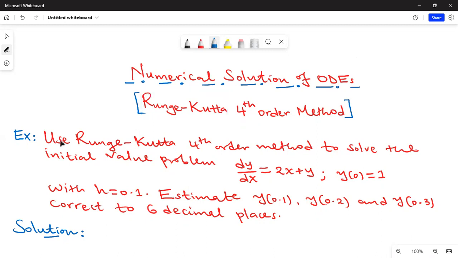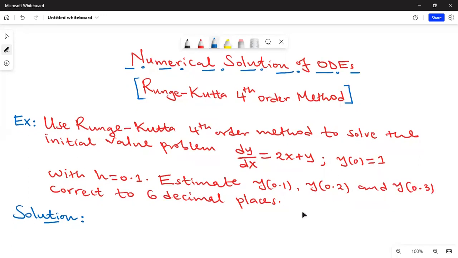Now we have this question. We are asked to use Runge-Kutta fourth order method to solve the initial value problem given by dy/dx = 2x + y, subject to the condition that y(0) = 1, with h = 0.1. Estimate the value of y(0.1), y(0.2), and y(0.3) correct to 6 decimal places. So let's see how to go about this problem.